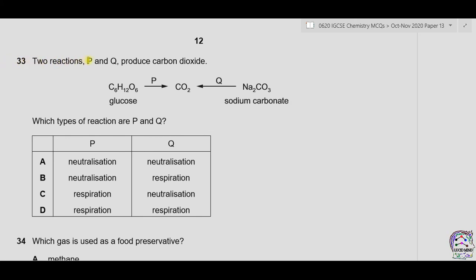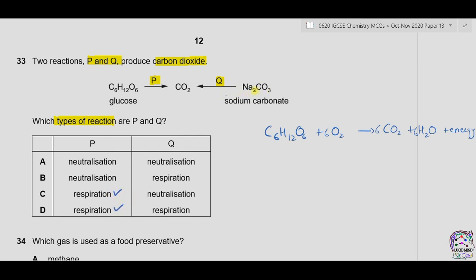Question 33. Two reactions P and Q produce carbon dioxide. P is the conversion of glucose into carbon dioxide and Q is the conversion of sodium carbonate into carbon dioxide. Which type of reactions are P and Q? In P we can see that glucose is converting into carbon dioxide. Now this happens in the presence of oxygen as glucose converts into carbon dioxide along with water and releases energy. This type of reaction is called respiration.